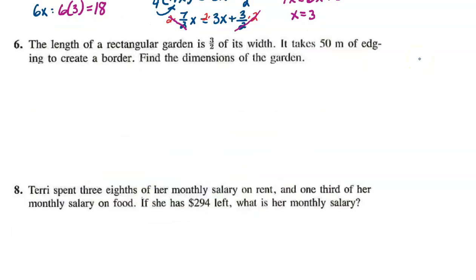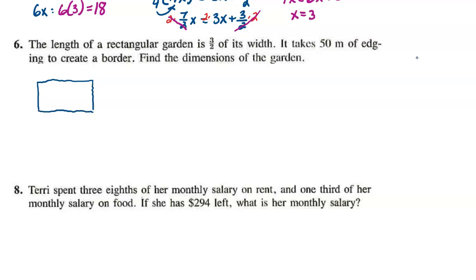Number 6. The length of a rectangular garden is 3/2 of its width. It takes 50 meters of edging to create a border. Find the dimensions of the garden. When we studied word problems earlier this year that involved geometry shapes, we said that one strategy to help you visualize what's going on is to sketch a picture.